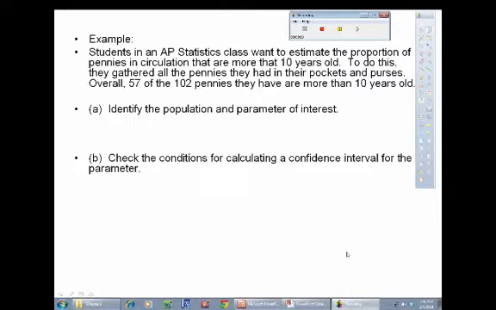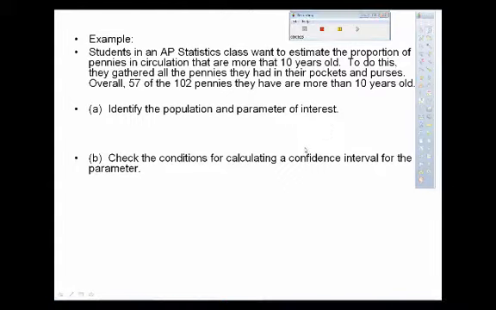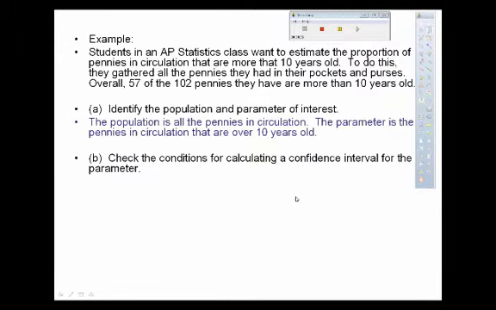Students in an AP statistics class want to estimate the proportion of pennies in circulation that are more than 10 years old. To do this, they gathered all the pennies they had in their pockets and purses. Overall, 57 of the 102 pennies they have are more than 10 years old. Identify the population and parameter of interest. Well, our population is all the pennies in circulation. The parameter is the proportion of pennies in circulation that are over 10 years old.